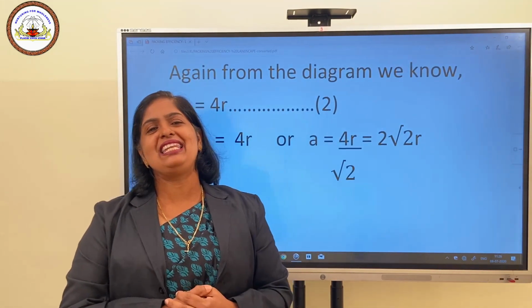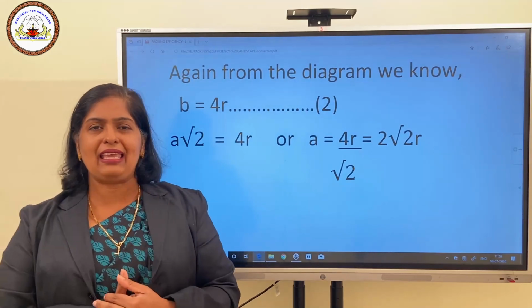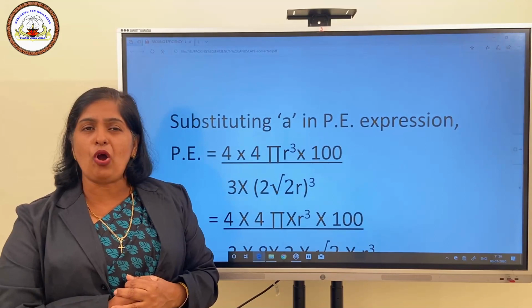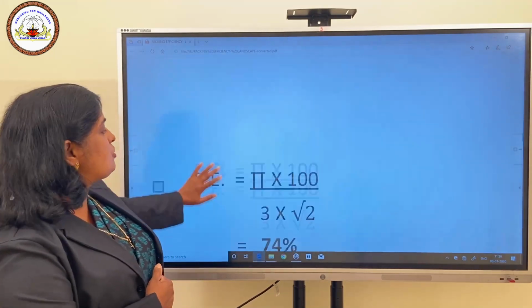Now move on to the next: packing efficiency of BCC structure, body centered cubic structure.